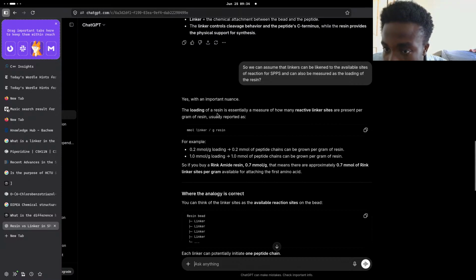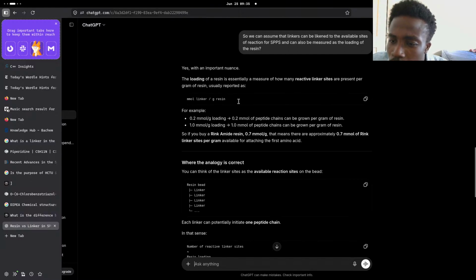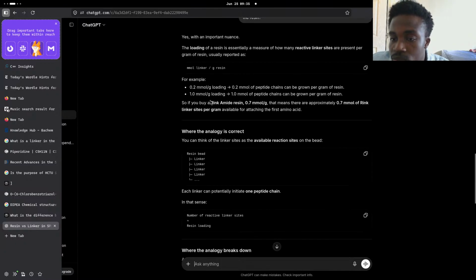Right? So the loading of resin is essentially a measure of how many reactive linker sites are present per gram of resin. Reported in moles per gram of resin, millimoles of linker per gram of resin. So 0.2 millimolar loading is like this: 0.2 millimoles of peptide chains can be grown per gram. Okay, so this is what it means. 0.2 millimoles of linker per gram means that we can grow 0.2 millimoles of peptide chains.